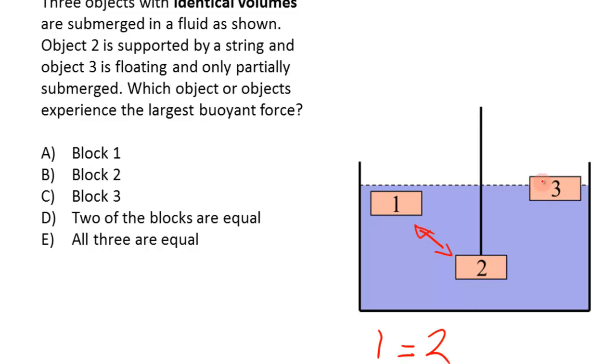Number 3, on the other hand, is only partially underwater. So the volume of water that it's displaced is less than 1 and 2. Therefore, the buoyancy force acting on it is also less than 1 and 2. So 1 is equal to 2, but those are going to be bigger than 3, which means the largest buoyancy force is experienced by two of the blocks, which are equal here, and it's 1 and 2.